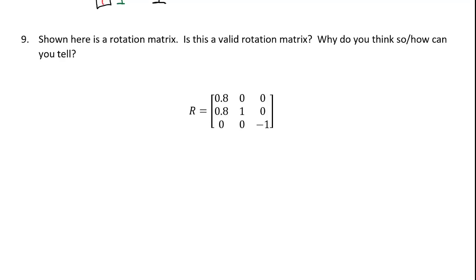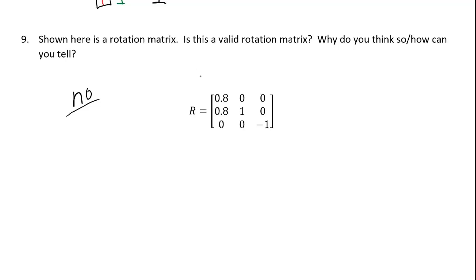Question 9 says, here is a rotation matrix. Is this a valid rotation matrix? Why do you think so? How can you tell? Most people correctly recognize that this is not a valid rotation matrix, but many people misunderstood the reason why we can tell that this is not a valid rotation matrix.